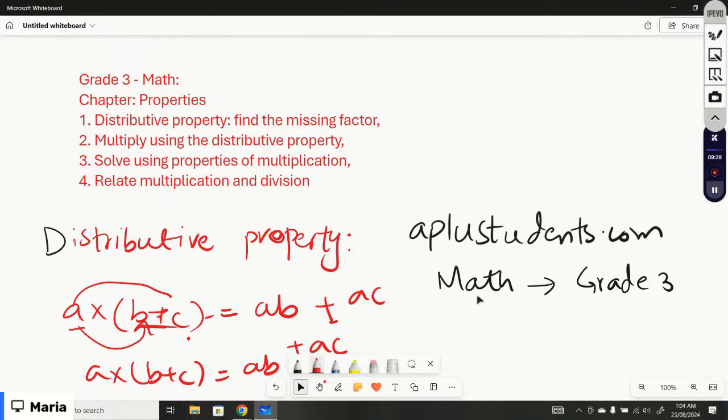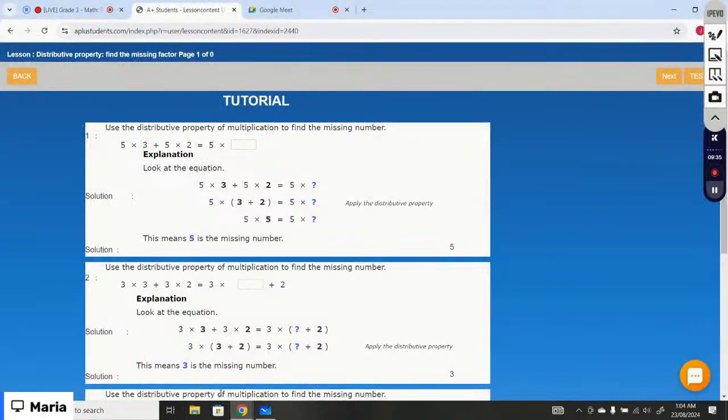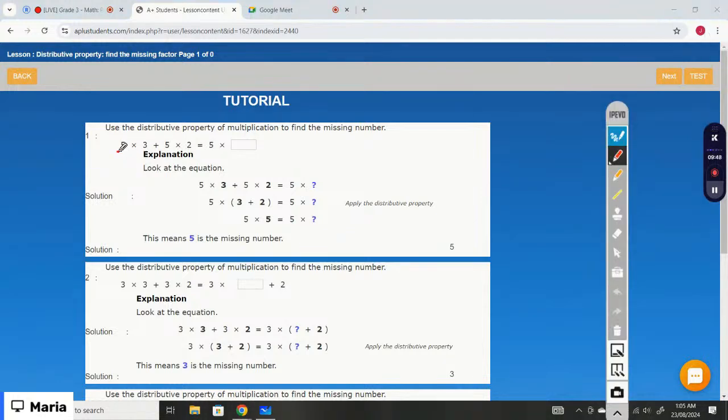Now we know what is the distributive property. Now we can go through the example. So let's just learn the example. Start with the first example. Now see, use the distributive property of multiplication to find the missing number. You have to find the missing number, but you need to use the distributive property, right? So look at here, 5 times 3 and 5 times 2, that is basically AB plus AC.